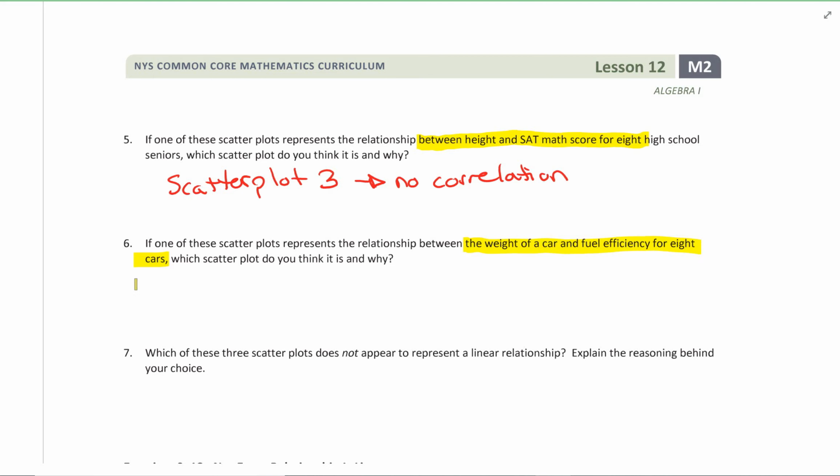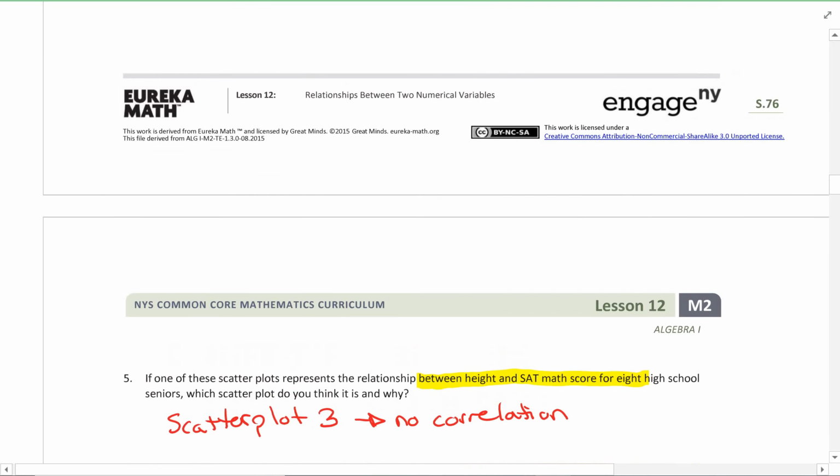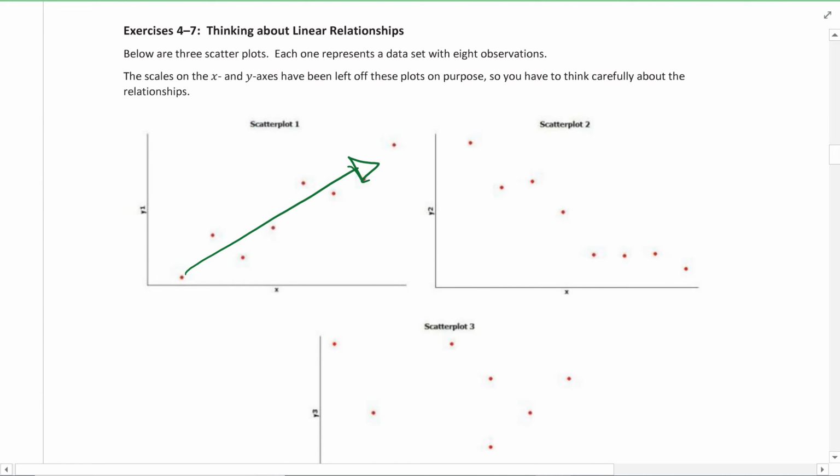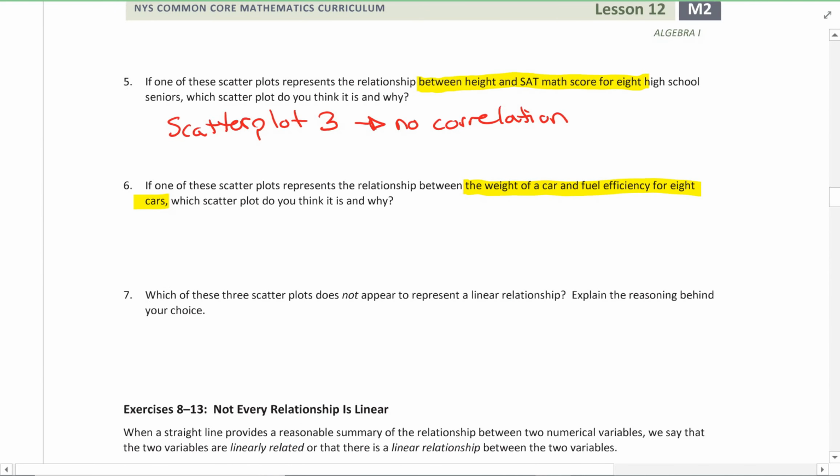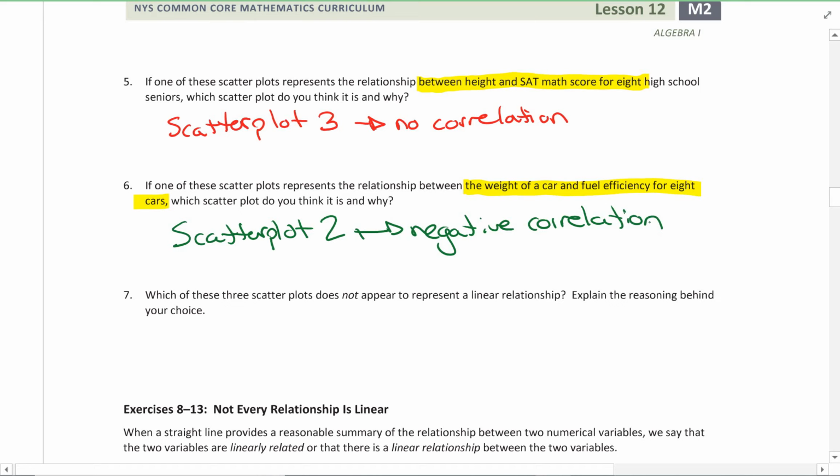So ask yourself this. As the weight of the car increases, does my fuel efficiency get better? Meaning, can I get more miles to the gallon? Or do I get less miles to the gallon? Or does it not matter at all? Again, the answer is going to be scatter plot 2. As my weight increases, my fuel efficiency should go down. That's why it's always better to have a tinier car unless you need to, for some reason, have a big car. But again, scatter plot 2. And this is going to be called a negative correlation. Negative correlation. As X increases, Y decreases.